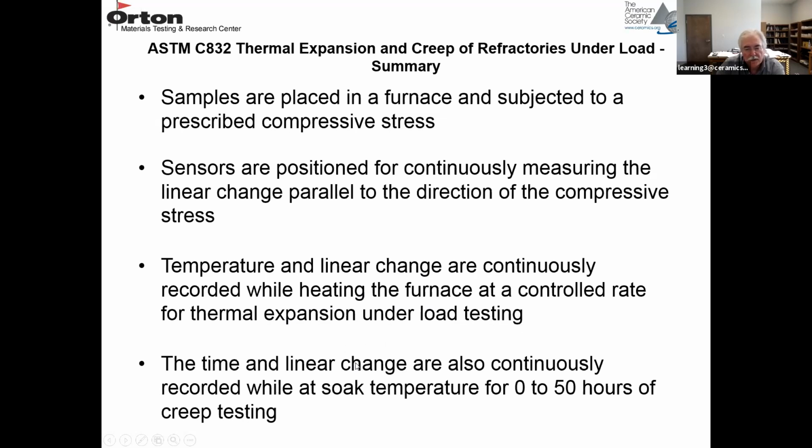And the time and linear change are also continuously recorded at the soak temperature, and that's usually for 50 hours. So a usual creep test is run for 50 hours. You can run any number you want, 100 hours, 500 hours. If you have a very creep resistant material, 100 hours makes more sense. Some people run 500 hours to try to detect some creep.